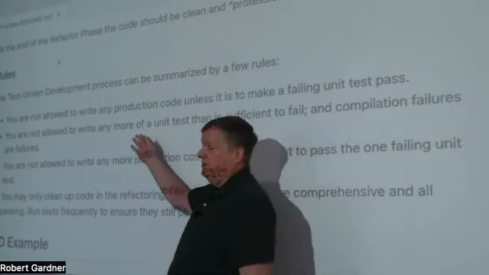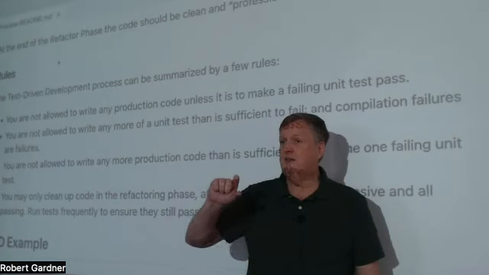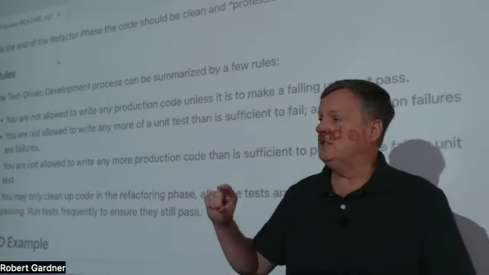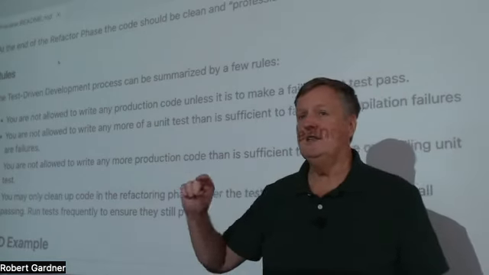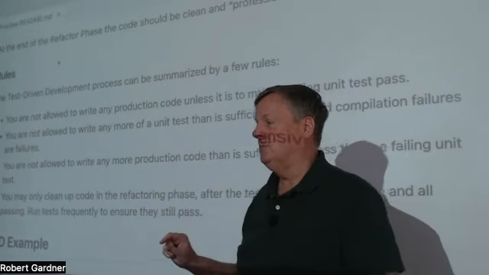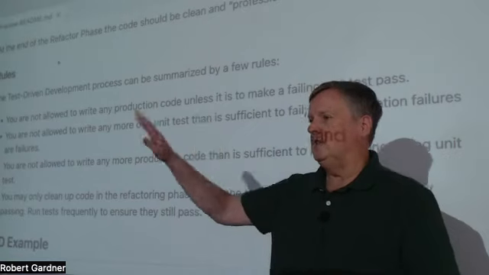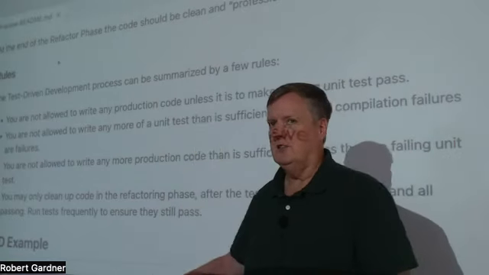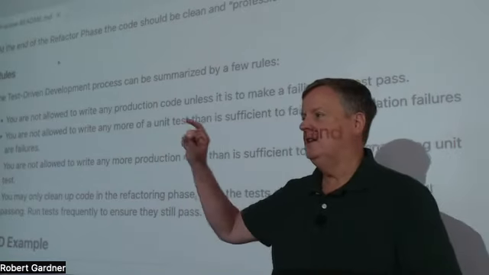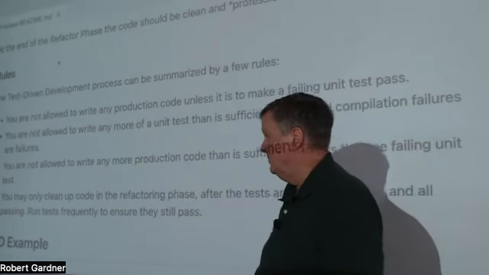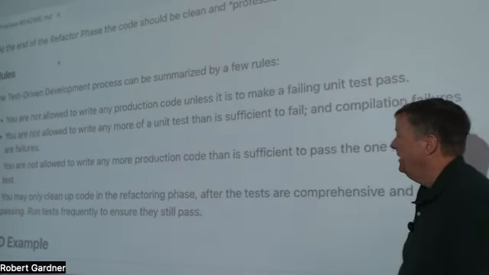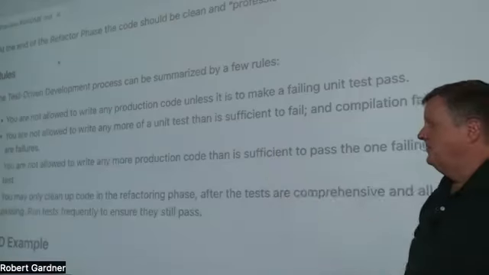Now, when you write a unit test, you're not allowed to write anything more in your unit test than what is necessary to test the new behavior you are about to implement. You're not allowed to say, well, gee, I'm going to need this, this, this, and this, and then write tests against those. You write one test that fails against the one feature or behavior that you're trying to add, and just enough that it causes it to fail.